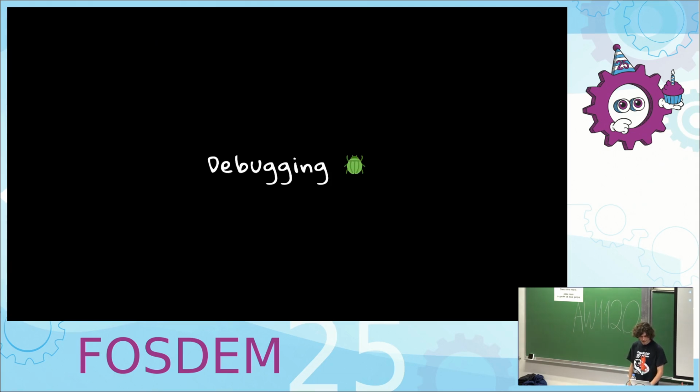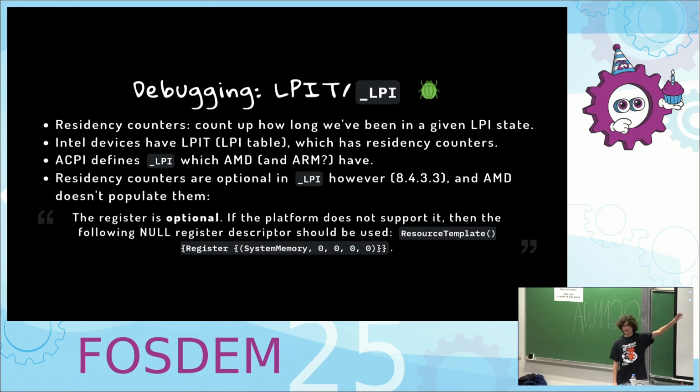Anyway, debugging. On Intel, you have something called the low power idle state table, which basically has these residency counters. And residency counters are just registers that count up for how long it's been in a specific state, so you know if it's actually gone into that state. Its replacement is LPI in ACPI, but unfortunately, it seems like most platforms don't actually expose residency counters through that, so it's kind of useless.